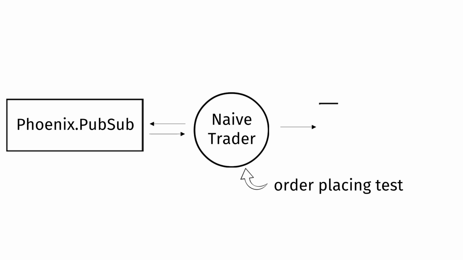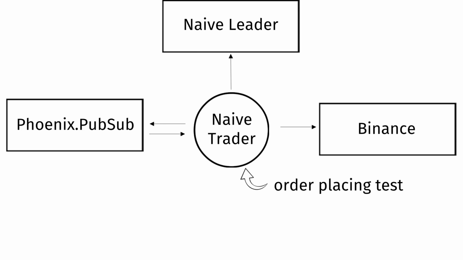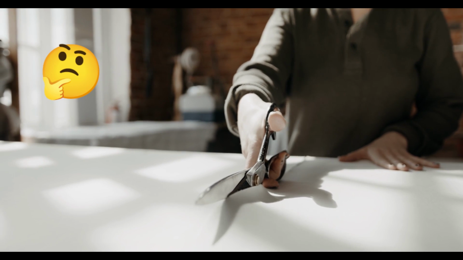To place an order, it uses the Binance module and caches its updated state in the naive leader process. There's also a fair amount of logging involved using the logger module. How could we cut off those dependencies?